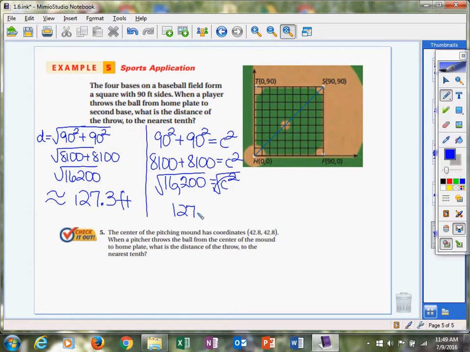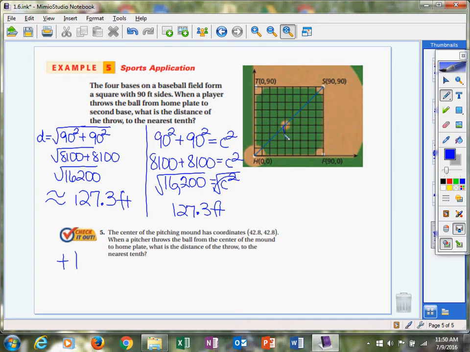So again, I showed you 2 ways to do it, and I certainly do not have an expectation of one way over another. It's your personal choice. So I'm going to leave this last one for you to try. We're going to do some different information. The center of the pitching mound has coordinates of 42.8, 42.8. When a pitcher throws the ball from the center of the mound to home plate, what's the distance of the throw to the nearest tenth?